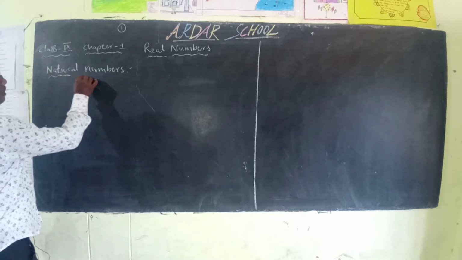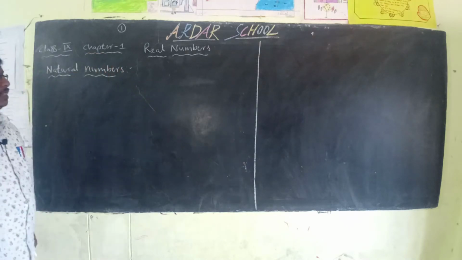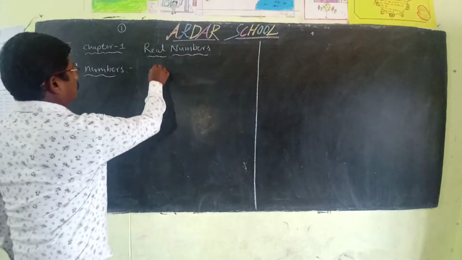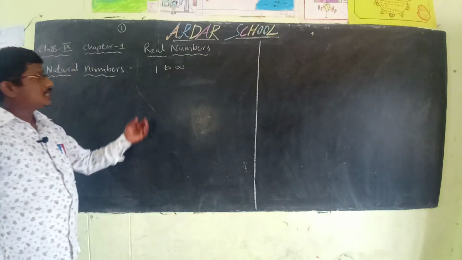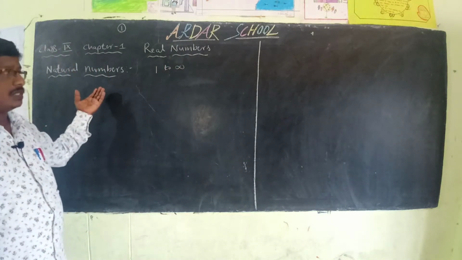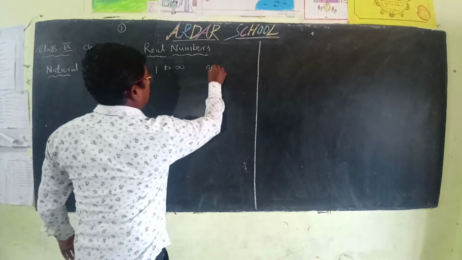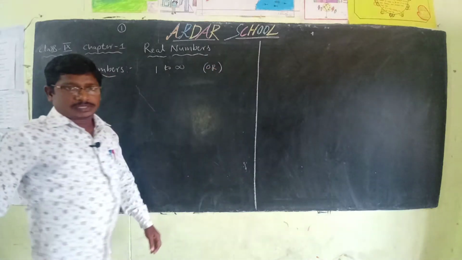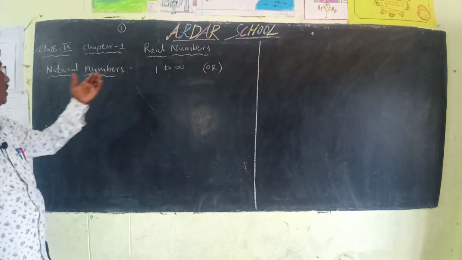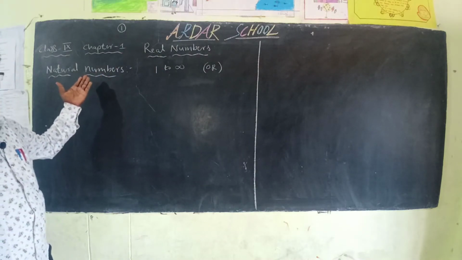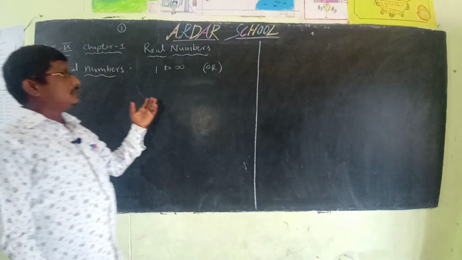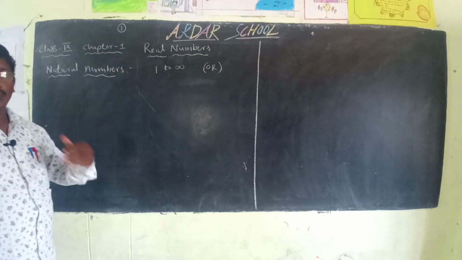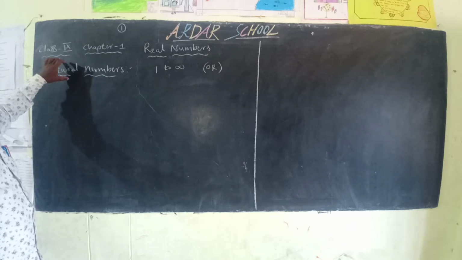What are natural numbers? The number set which starts from 1 to infinity is called natural numbers, or the counting numbers. Counting means 1, 2, 3, 4, 5. These are all counting numbers. The counting numbers are also called natural numbers.